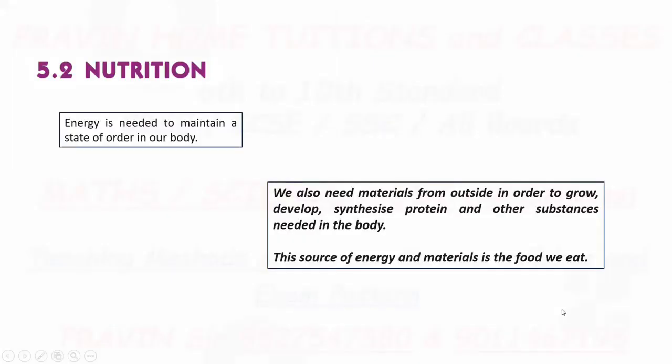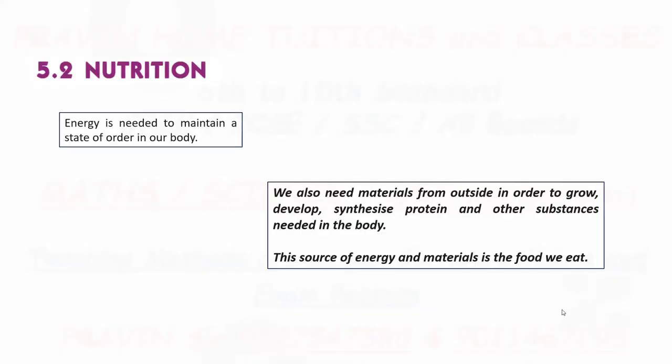Hello friends, in this video we will study the first life process, that is nutrition. Nutrition gives living things energy. Energy is needed to maintain the state of order in living things. Living things require some material from outside in order to grow, develop and synthesize protein and other substances needed in their bodies. This source of energy and material is whatever food we eat and whatever food living things get.